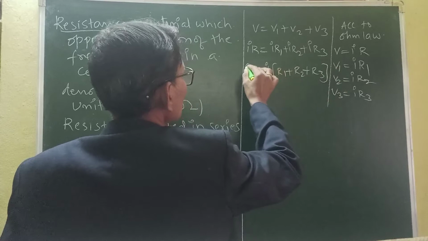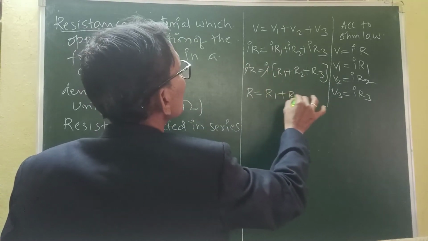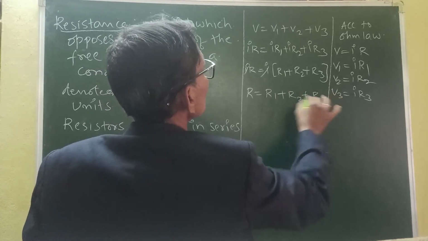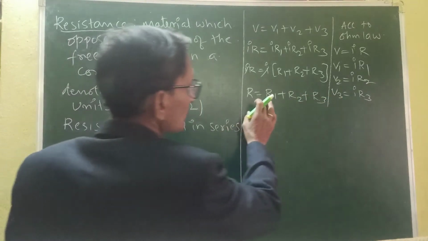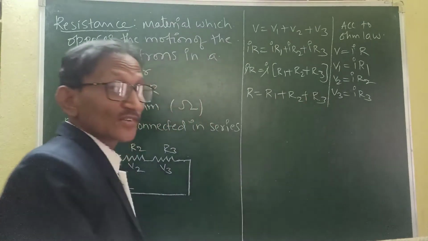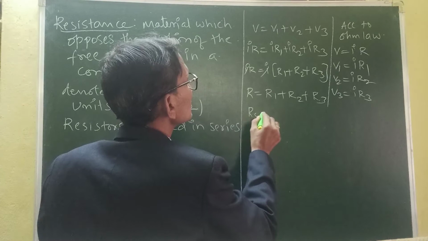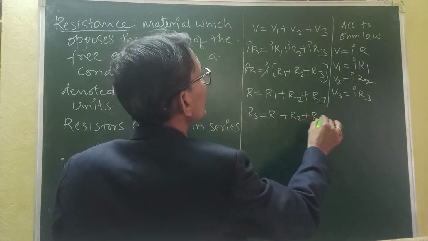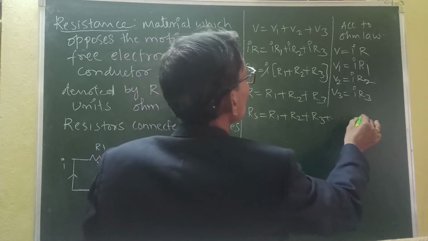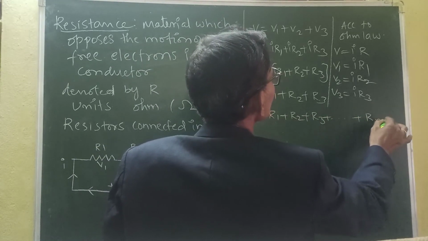So I gets cancelled on both sides, then we have the resistance connected in series is equal to the sum of the individual resistors. The effective resistance is equal to the sum of the individual 3 resistors. If n number of resistors are connected in series, then the resistance connected in series is equal to the first resistor plus second resistor plus third resistor, and so on up to the nth resistor.